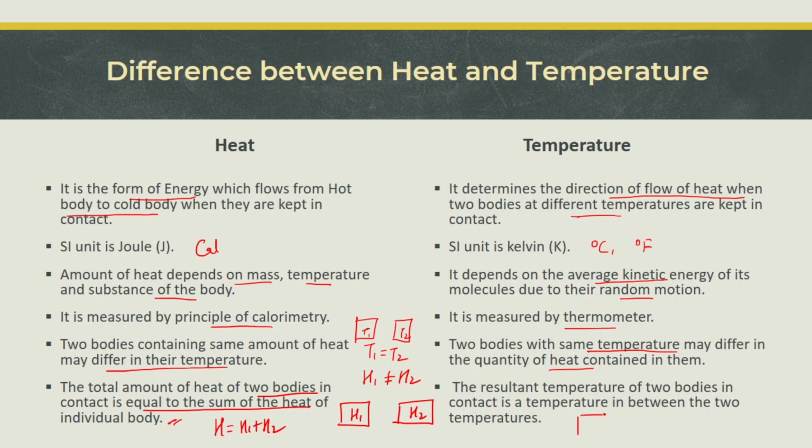But if I have two bodies with different temperatures T1 and T2, and they are allowed to exchange heat, then the resultant temperature will be somewhere in between the two temperatures. So let us say one was at 60 degrees Celsius and the other was at 25 degrees Celsius. The hotter body will cool down and the colder body will warm up, and maybe somewhere around 40-45 degrees Celsius they will attain a common temperature.